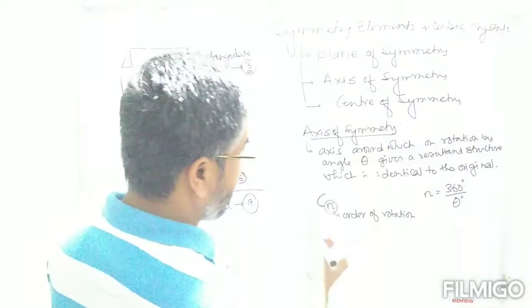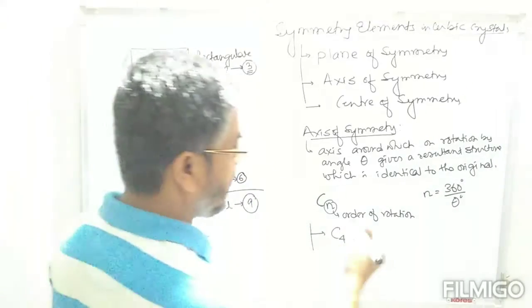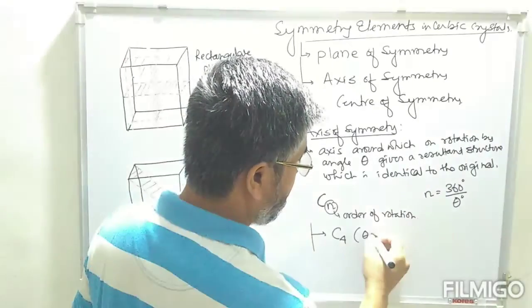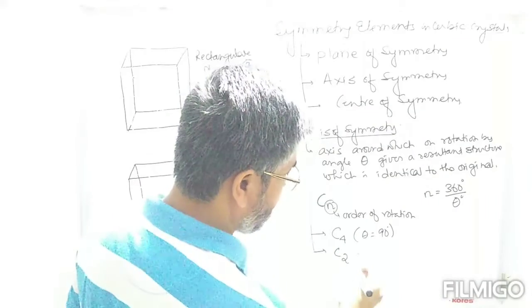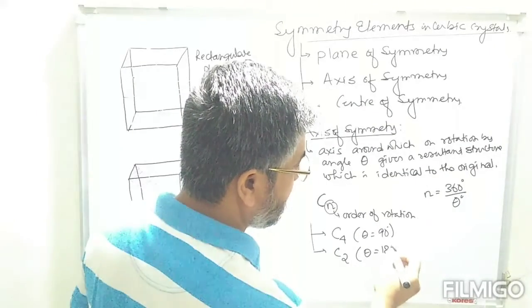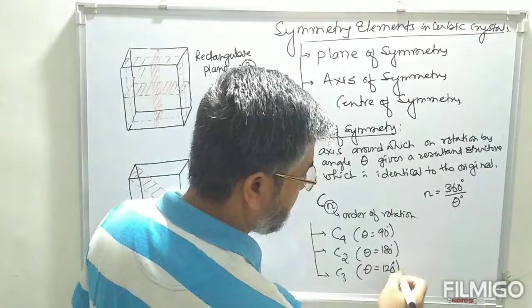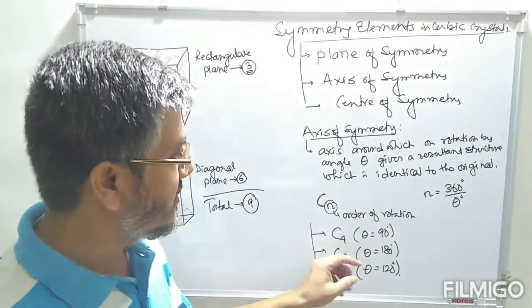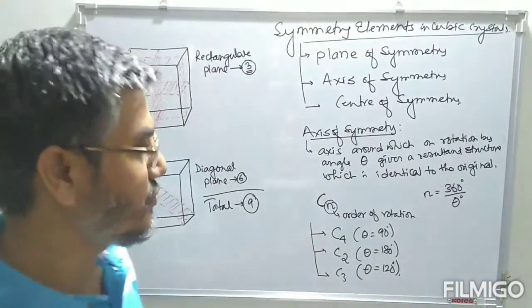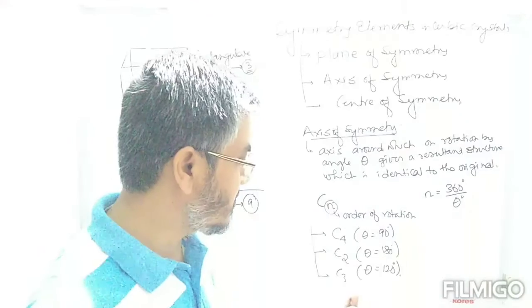So in this, we have C4 rotation. For this C4, theta is equal to 90 degrees. Then we have C2, theta equal to 180 degrees, and C3, where theta equals 120 degrees. That means for the C4 axis, a 90 degree rotation gives an identical structure. C2 is 180 degree rotation, and C3 is 120 degree rotation.